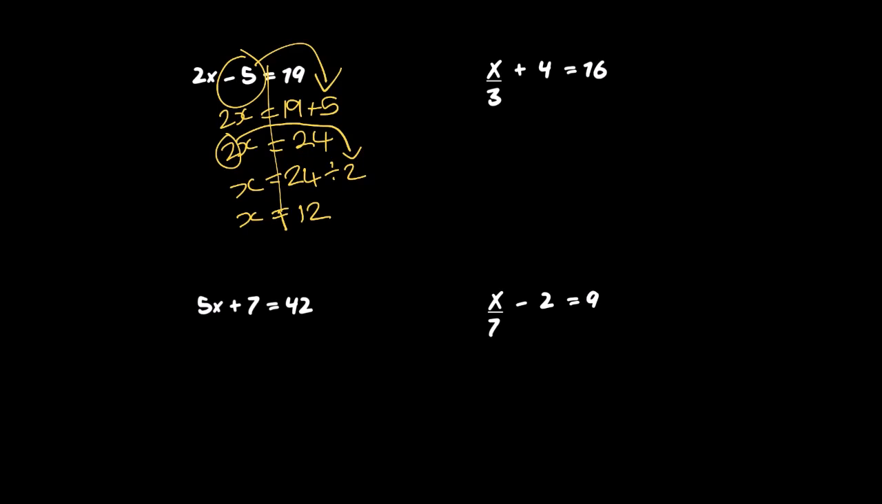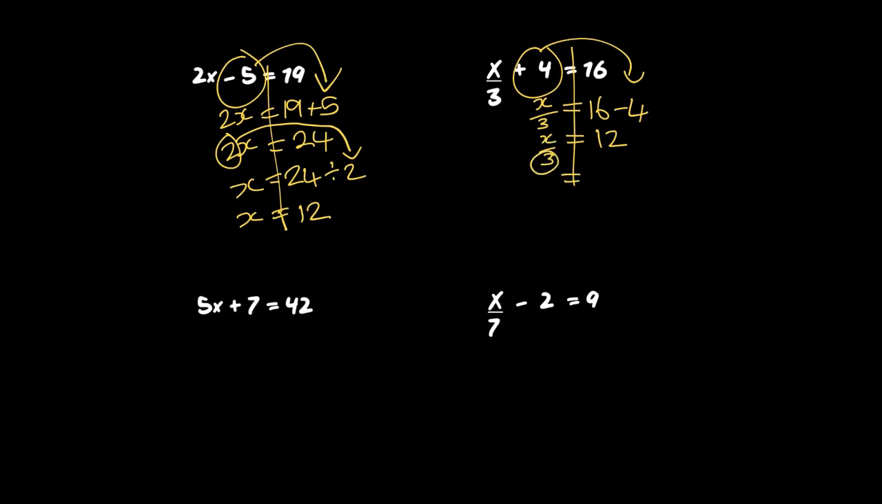Okay, and then we'll try this one here on the right. So again, my plus 4 is going to go across and become minus 4. 16 minus 4. And 16 minus 4 is 12. Remember, I've got my x over 3 still on this side.